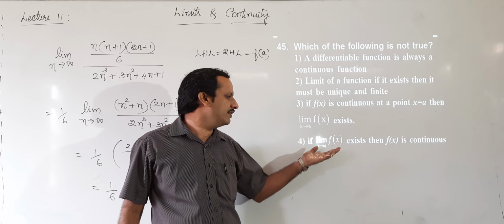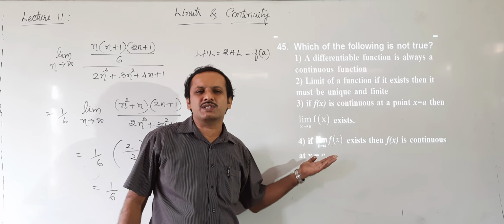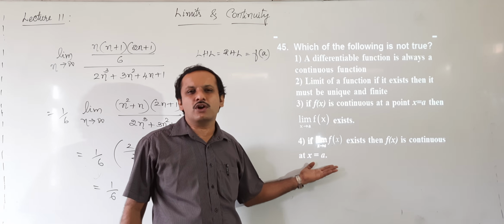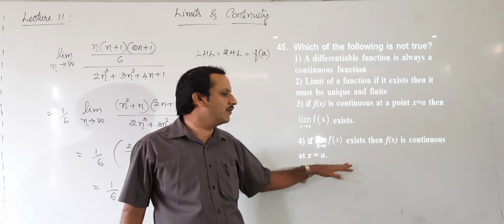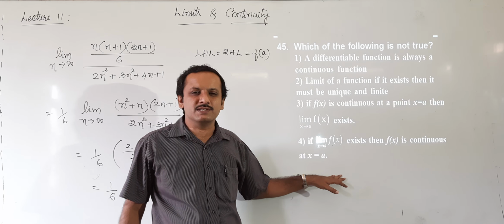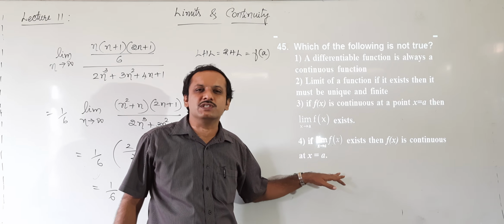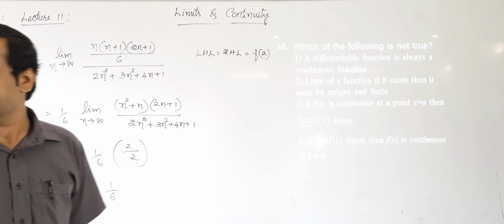So from here we can only say the limit of f of x exists. There is no guarantee that f is continuous or not. Therefore, this is not the correct statement. So first, second, third are correct statements and fourth is an incorrect statement. Therefore, it is the correct answer because they have asked us to find out which is not true. So the fourth option is the right answer.